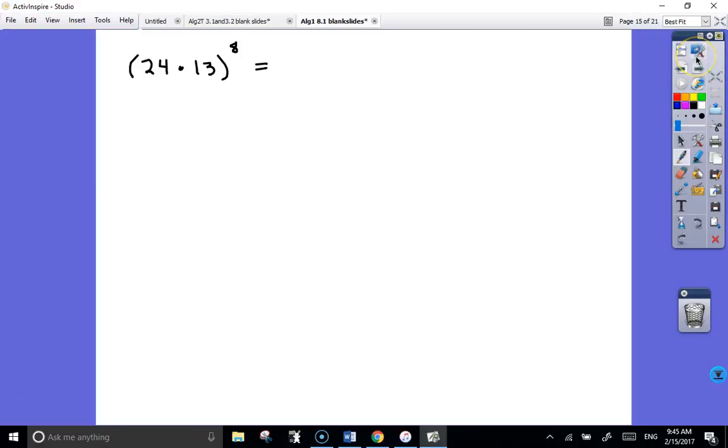So how about this one? 24 times 13 to the 8th. What am I going to do with that 8? What is it going to look like? 24 to the 8th times 13 to the 8th. Okay, try another one. 9xy squared.